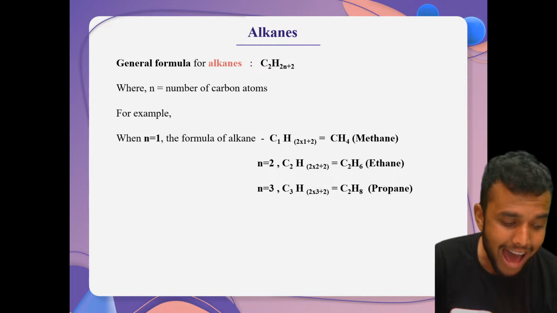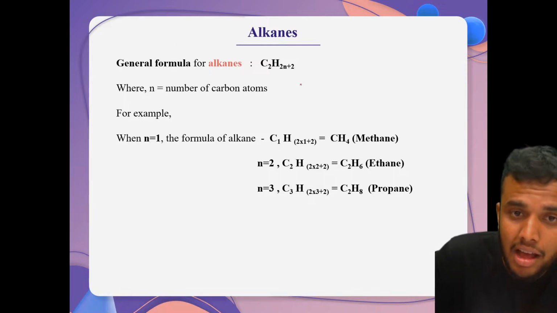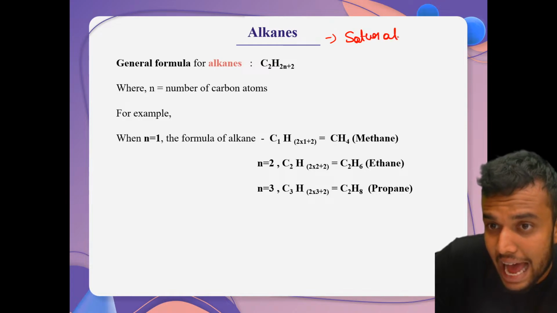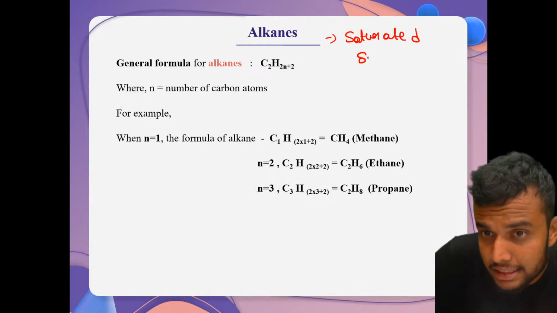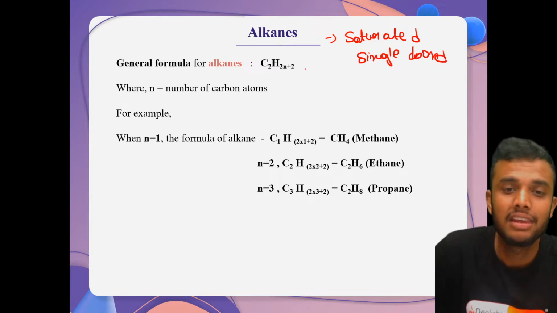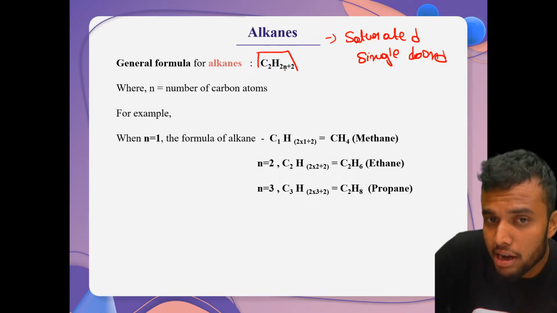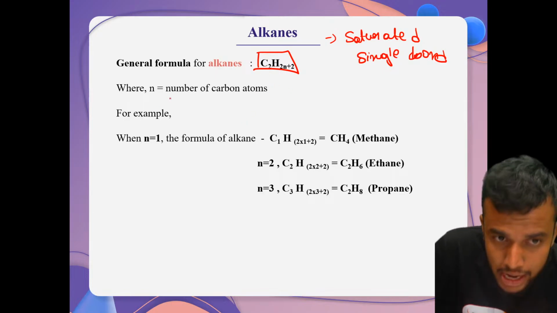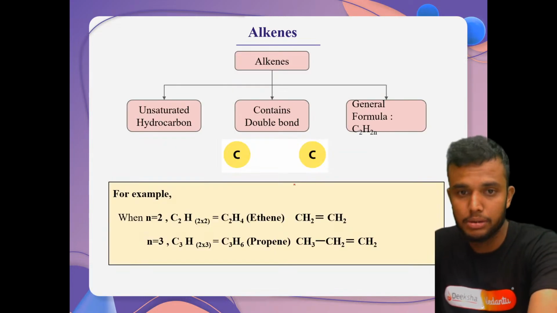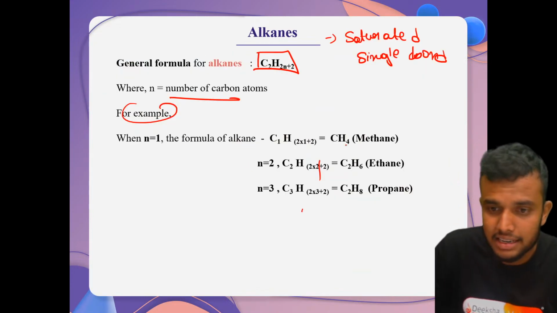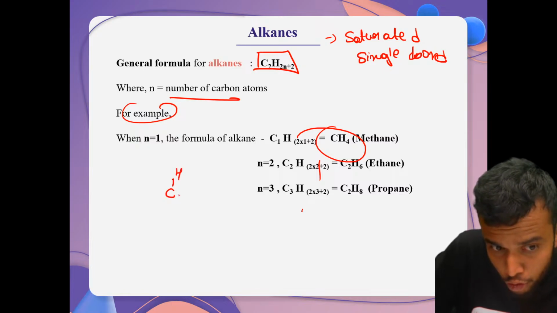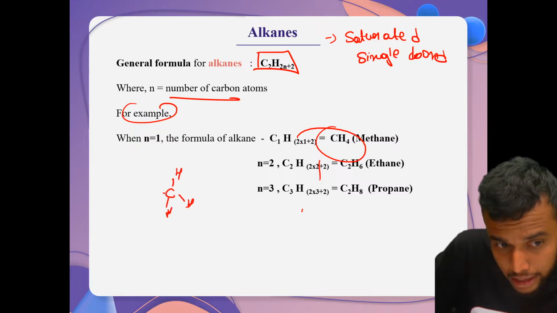Now more on alkanes. What are alkanes, students? Alkanes are saturated hydrocarbons containing only single bonds, my dear students. The general formula of alkanes is CnH2n+2, where n is the number of carbon atoms. For example, these are alkanes. Before entering alkenes, let's try to write the structure of methane. Carbon forms bonds with 4 different hydrogen atoms. This is the structure of methane.